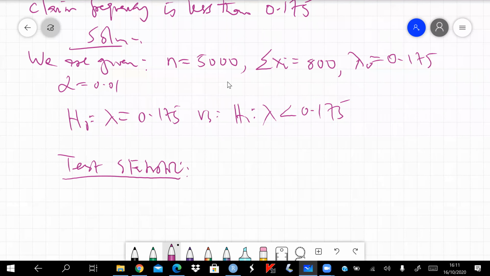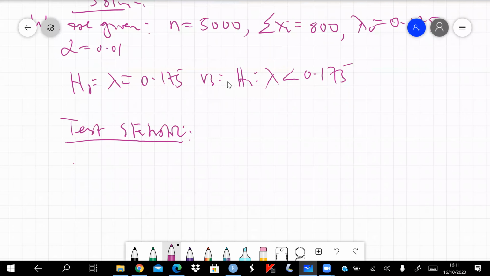I want us to use X bar. So we shall use this test statistic, which is Z is equal to X bar minus mu naught, of course, plus the correction factor. This will be X bar plus correction factor, then minus lambda naught, divided by the standard error, which is given by lambda naught divided by n.